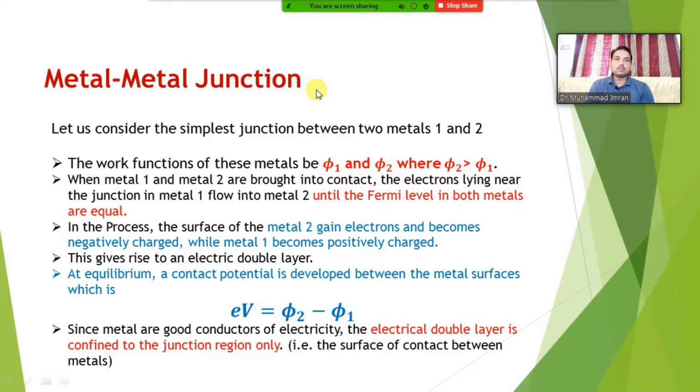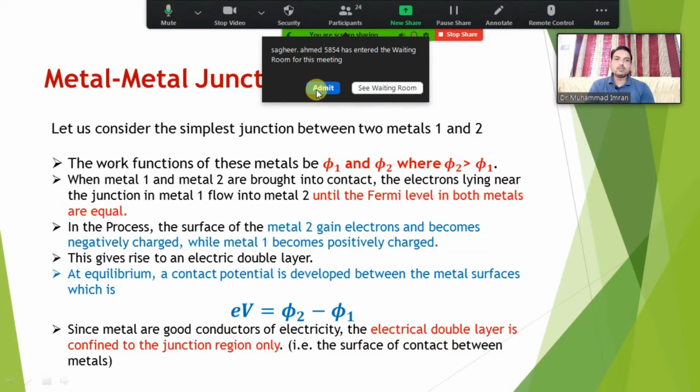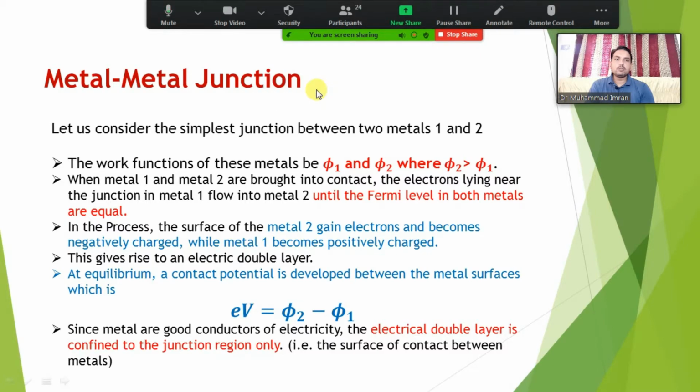So electrons from metal 1 carry energy, go to metal 2 and raise the energy level, the Fermi level, of metal 2 and decrease the Fermi level of metal 1. This process will continue until both Fermi levels are equal. Once both the Fermi levels are equal, we see that metal 1 loses electrons, so it gets positively charged, and metal 2 gains electrons, so it gets negative charge.